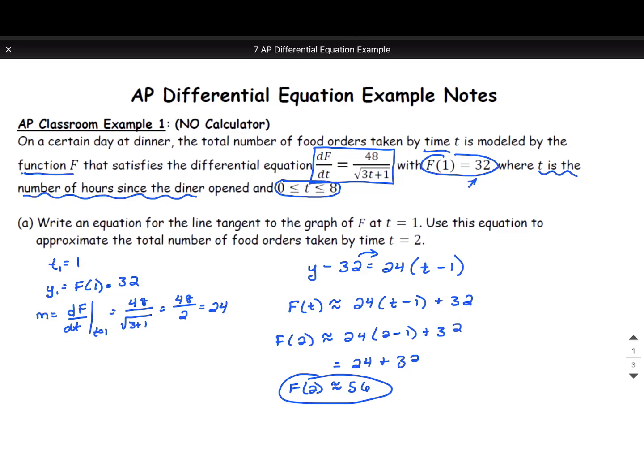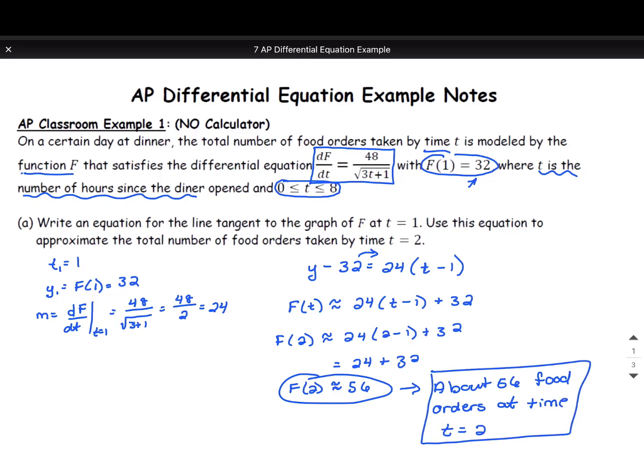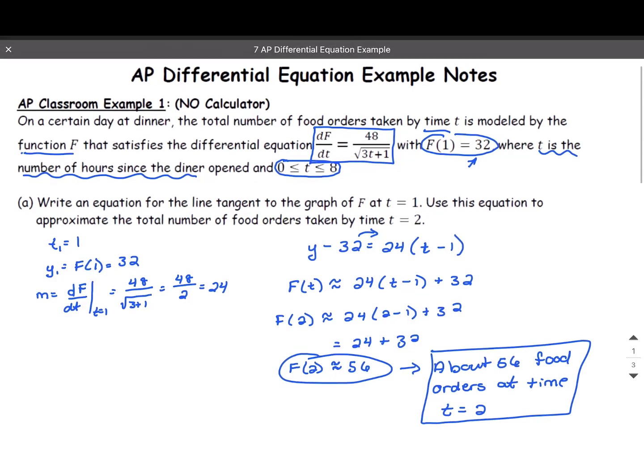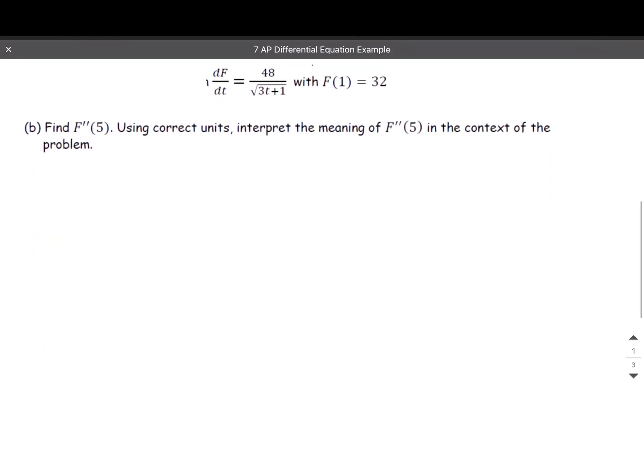It's not exact, which means that there are about 56 food orders at time t equals 2, okay? And that's what that means. So there's about 56 food orders at time 2. Okay, let's see what they have in store for us next.